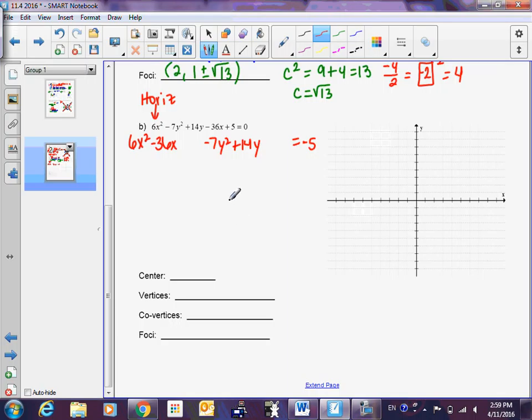Okay. All right. So with this group, to do completing the square, I don't want 6x squared. I just want x squared. So this is why we factor out the 6. And so then factoring out is just like dividing. So negative 36 divided by 6, that's negative 6x. It's like undistributing.